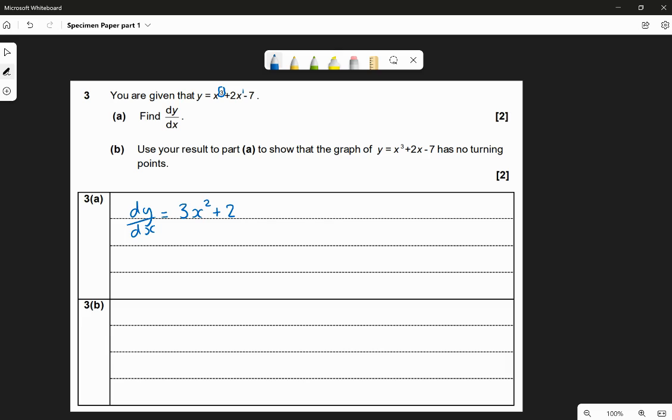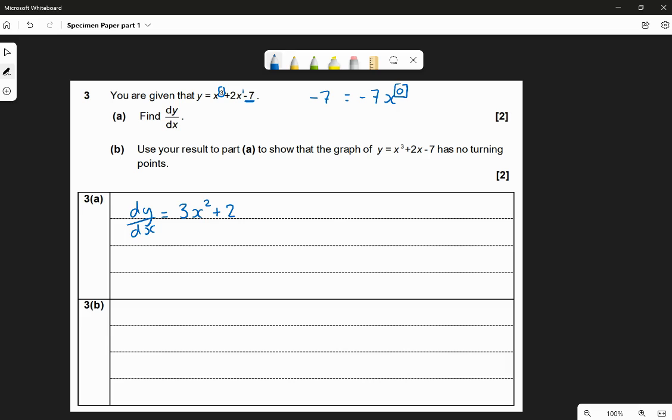Then minus 7 in effect is the same as minus 7x to the power of 0. So the old power is 0. If I bring that in front and multiply by it, it turns everything into 0. 0 multiplied by anything is 0. And therefore, that just becomes 0. So when you have a constant, that differentiates to nothing. So that's our answer, 3x squared plus 2.